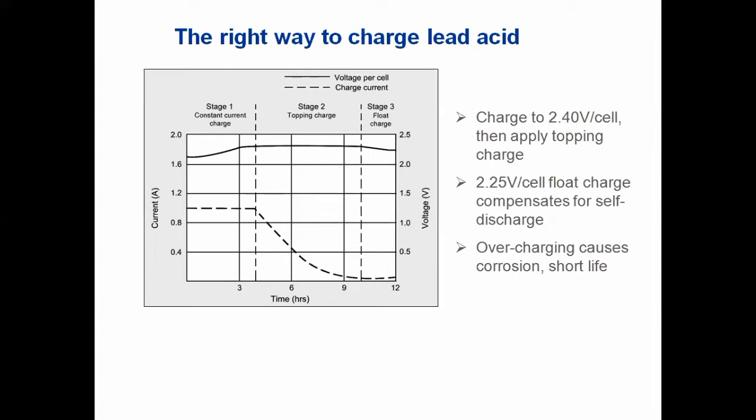Charge to 2.4 volt per cell. After 2.4 volt per cell, we have to apply the topping charge. This is the best way to increase the performance of the batteries. Similarly, 2.25 volt per cell float charge: up to 2.25 volt per cell we have to float charge, so it will compensate for discharge.